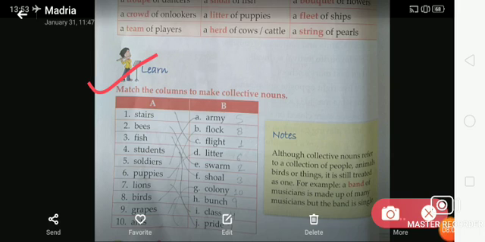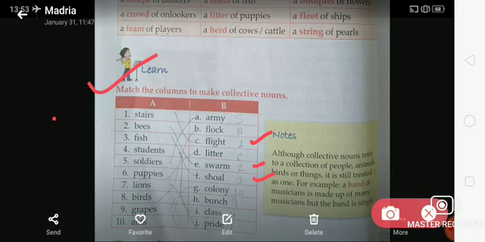So student, here is an exercise: match the columns to make collective nouns. Okay, here are stairs, bees, fish, students, soldiers, puppies, lions, birds, grapes and ants. What do we call their groups? Okay, so first is stairs. So we will match stairs with flight, number C. Second is bees. So we will match with A, that is swarm. Third is fish. So we will match with shoal.